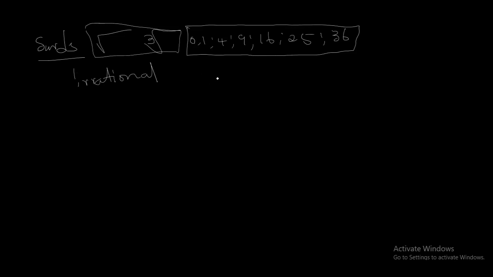For example, the square root of 4 gives me 2, and 2 is a rational number. The square root of 9 gives me 3, and 3 is a rational number. All right, so now let's go back to the surds.